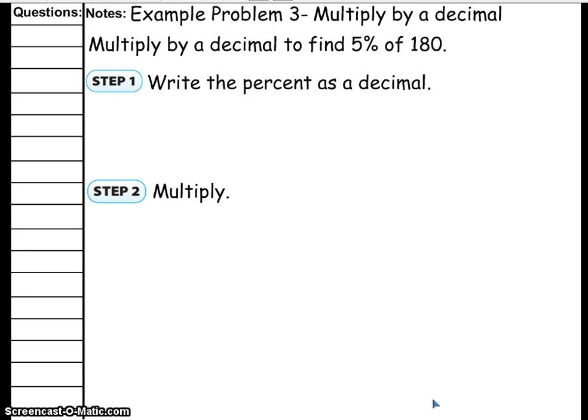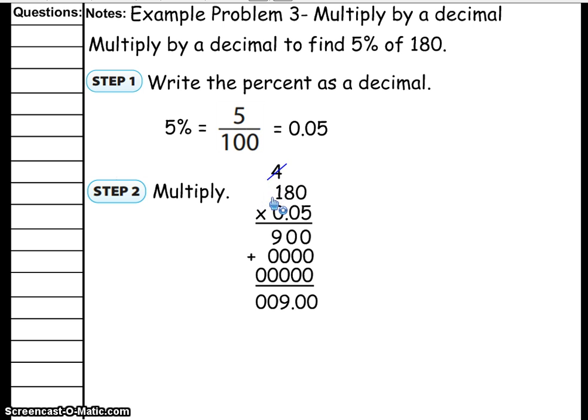Example problem 3, I'm going to show you again using multiplication. We're going to multiply using a decimal instead of a fraction this time. So we're going to write the percent as a decimal instead of a fraction. So 5% is equal to 5 over 100, which is also equal to 5 hundredths. So now we have our percent. We're going to simply multiply 180 times our decimal 5 hundredths, and we get 9. So 5% of 180 is 9.